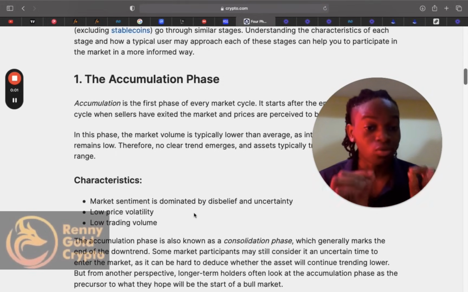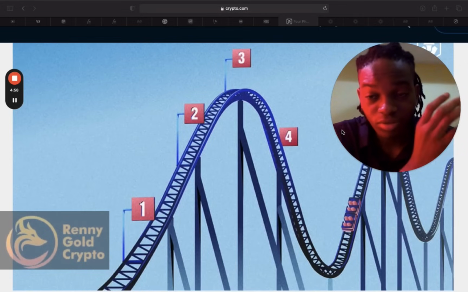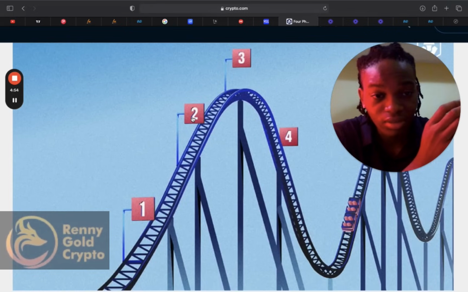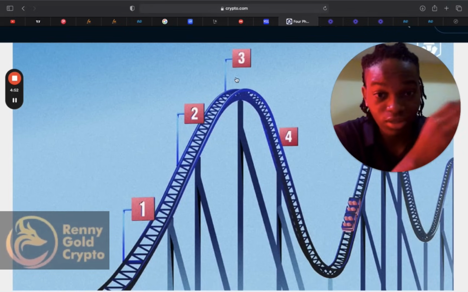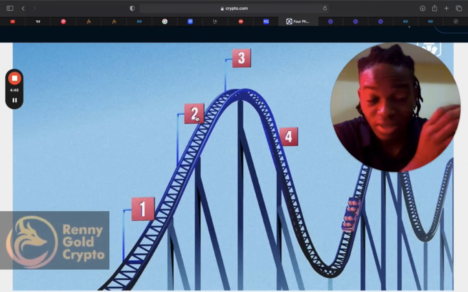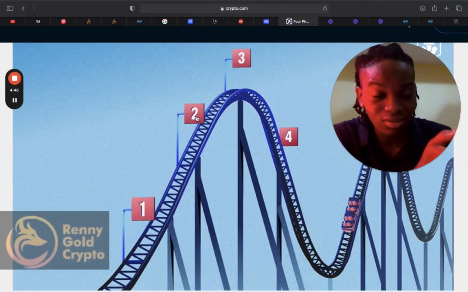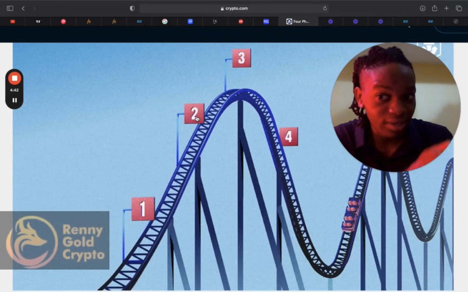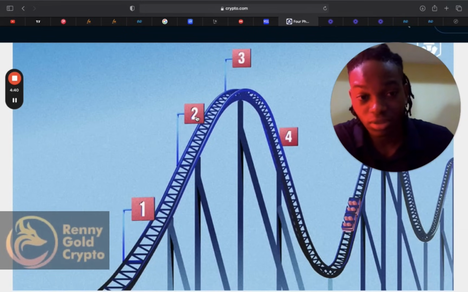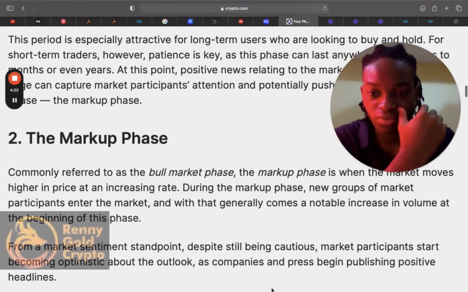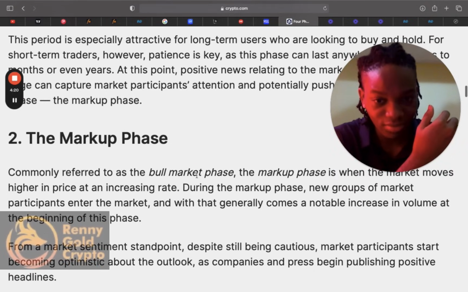So coming to the markup phase, I'm not trying to tell you that in this markup phase you're already late. No, because during this markup phase, if you are using the ATR, I'm going to show you guys how to use the ATR to still find opportunity. I may do that in this video, or I may do it in the next one, so make sure you're watching this video. The markup phase is commonly referred to as the bull market phase.